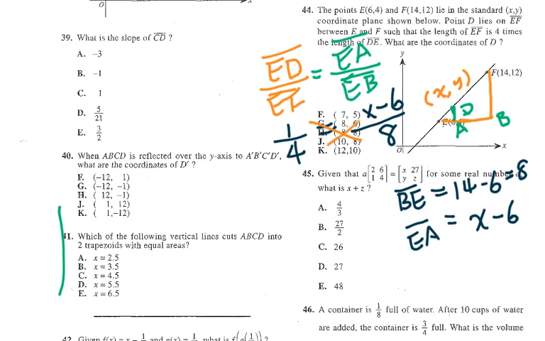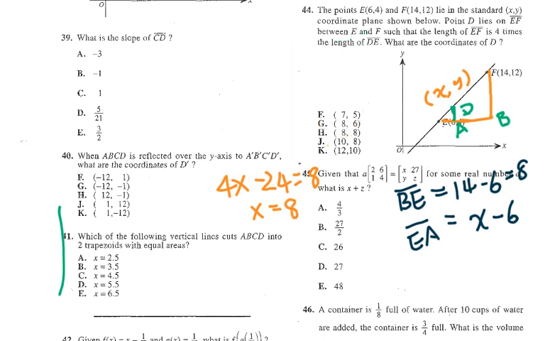Cross multiply. You will get 4x minus 24 equals 8. Then add 24 to both sides and divide by 4. The x equals 8. That's how you get x.